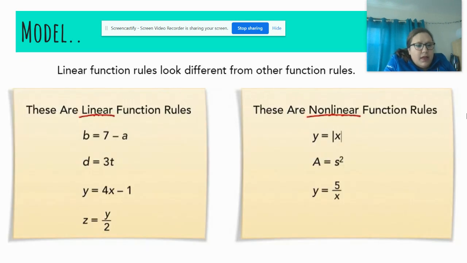Okay, function rules, they would have a slope and a y-intercept, as we've talked about before. When we talk about slope and intercepts, those make a straight line. Things that are not a function or linear function would be anything with absolute value, exponents, or down here, if the x is in the denominator, that is also not a linear function. If x is in the denominator, it can be in the numerator, it cannot be in the denominator.